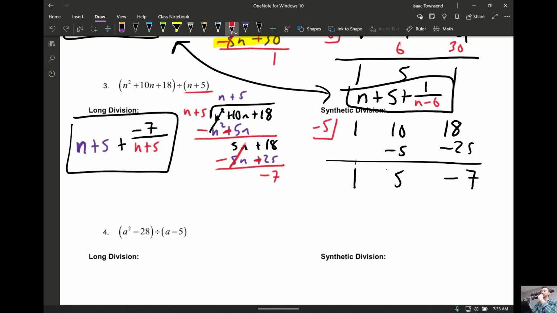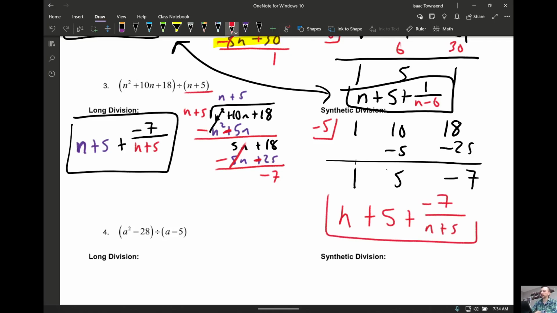And then we need to interpret what these three numbers meant. So if I started off with the n squared, but I divided by an n, this now represents the degree less than squared. So I've got 1n. The next thing would have to be the constant, and the last thing would have to be the remainder. Remainder still gets added over the divisor. Same thing we got from long division.